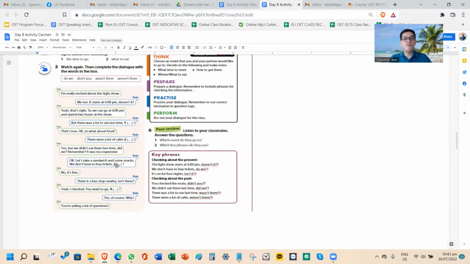So the key phrases are "the light show starts at 6 p.m., doesn't it?" and "isn't it?" So what kind of phrases are these? I think these are function phrases, right? No, they are tags. How do you answer tag questions? Tag questions. Yes.